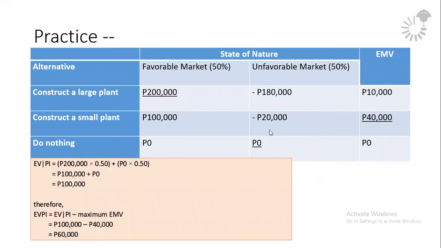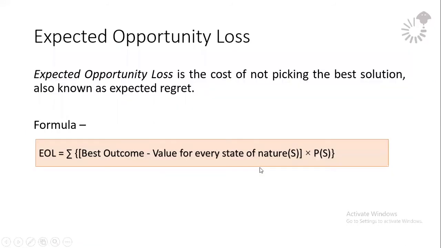Ganun siya tinitingnan. Yung expected opportunity loss, ganun natin tinitingnan. So, imbis na, halimbawa, tumaya ka sa pula, eh hindi na, tataya ka sana sa pula, kaso hindi ka tumaya, imbis na dumoble sana yung pera mo, wala kang nakuha. Yun yung expected opportunity loss or expected regret. The formula is the best outcome minus the value for every state of nature. So identify your best outcome minus the value, multiply the probability, and then you get the summation.